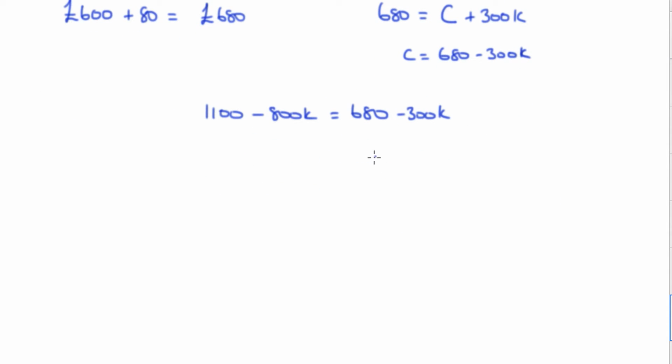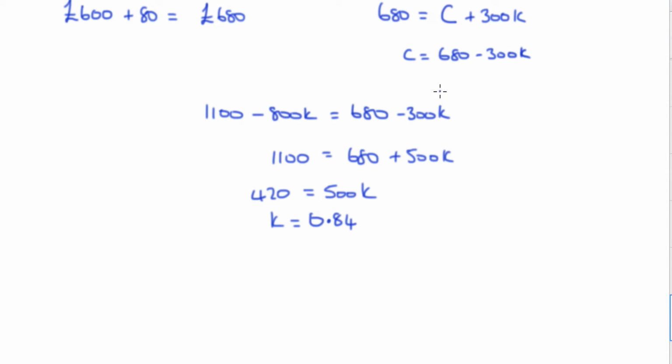If I add the 800K onto this side, that's equal to 1100 take away the 680. That's 420. So K, the cost per bar of soap, is 420 divided by 500, which is 0.84.